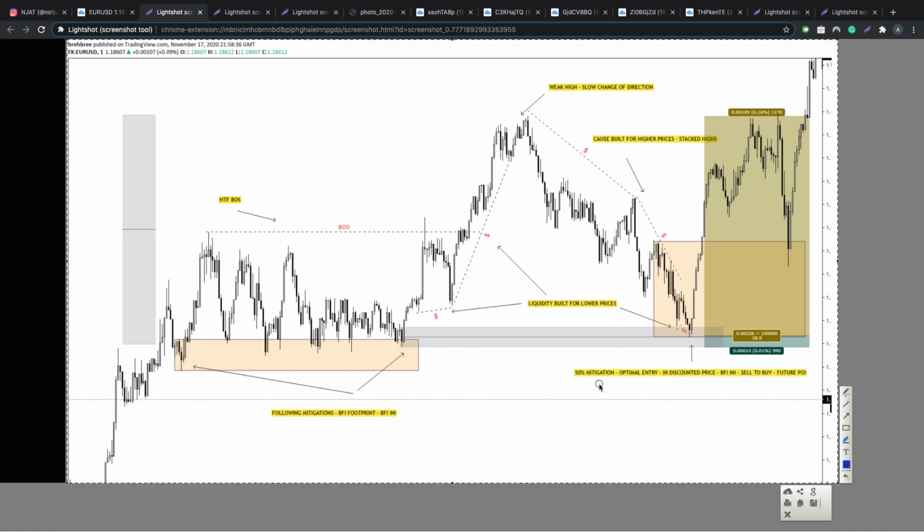So noting the good points on this markup, really good observation here from a mitigation perspective. So as we can see, here we have that OB being created and that move away and that return into the OB. So great observation in terms of following the mitigations and the initiation of the BFIs.